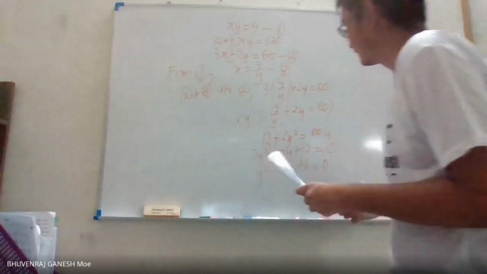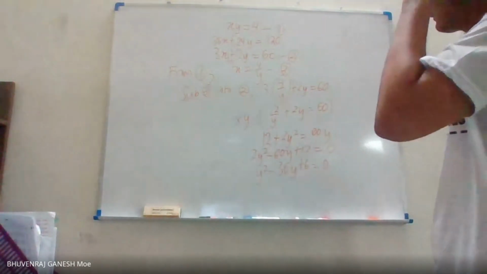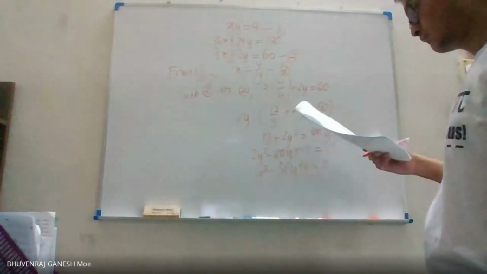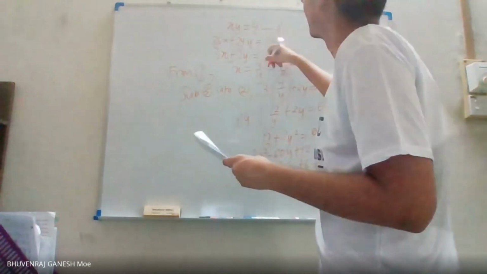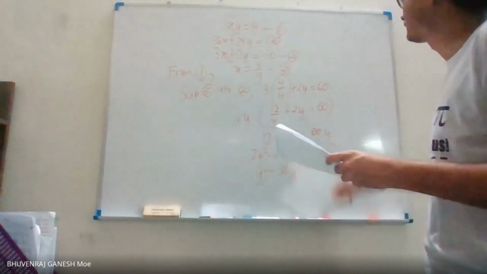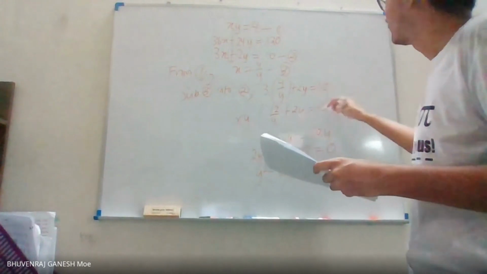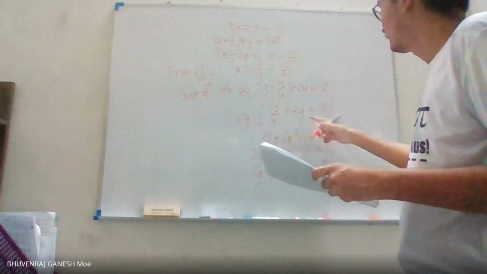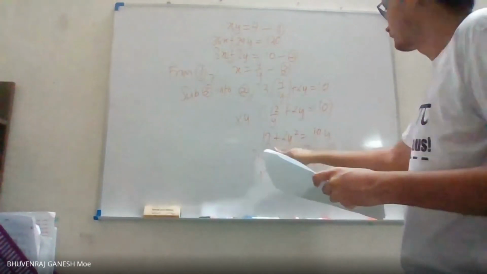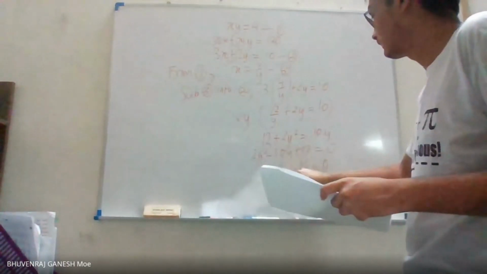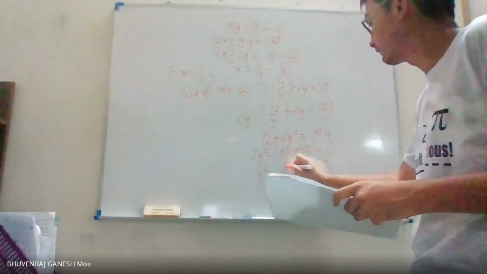Wait, how do we solve this? 3, 4 over y. Oh, wait, this is not 60, this is 10. Mistake. Divide 12 is 10. So here is 10. Here is 10. And then here is 10y. Now can minus 10y. So it will be minus 5y. Now we can solve the quadratic.